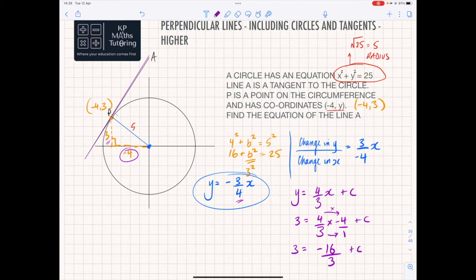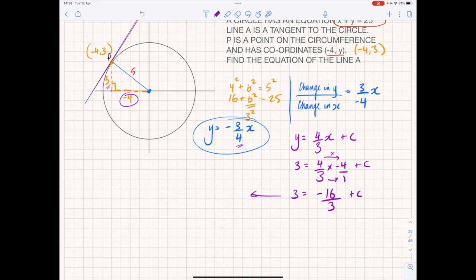Now, minus 16 over 3 is actually 5.3 recurring, but obviously it's minus 5.3 recurring, and so therefore I'm trying to get c on its own. I now take that over this side, and it becomes 3 plus 5.3 recurring, which gives you c. So therefore c is equal to 8.3 recurring.